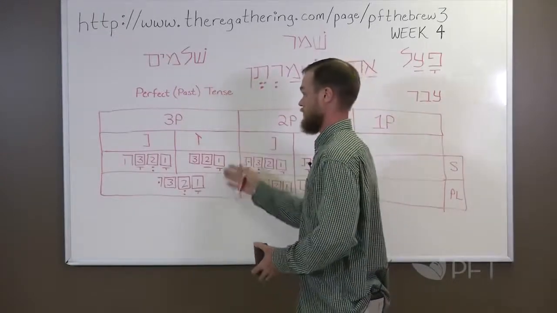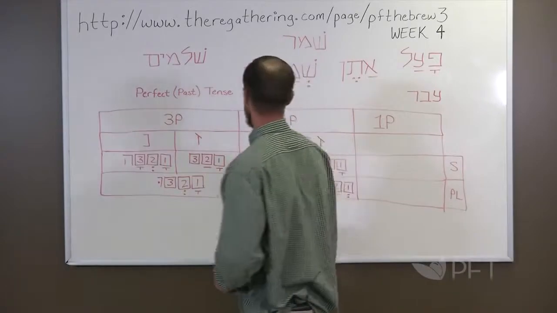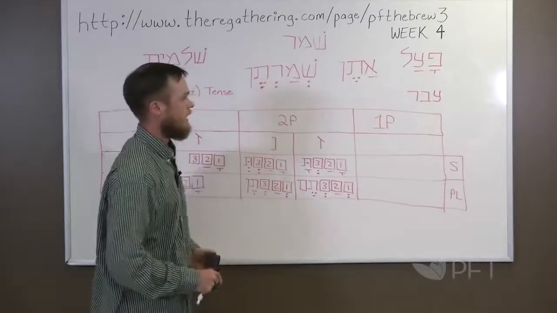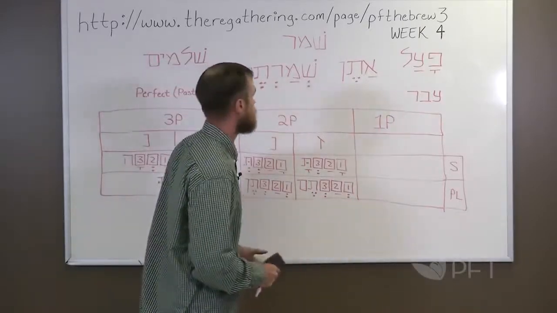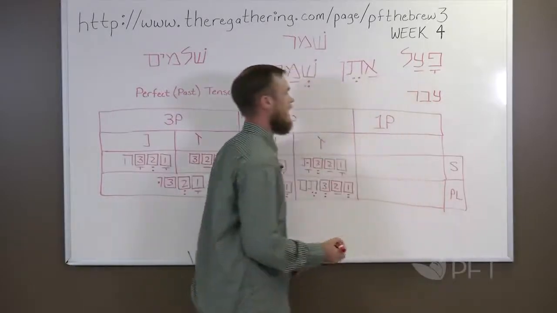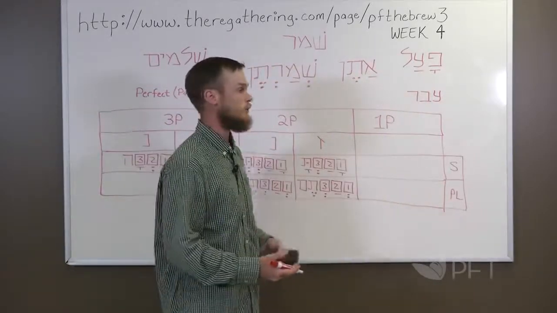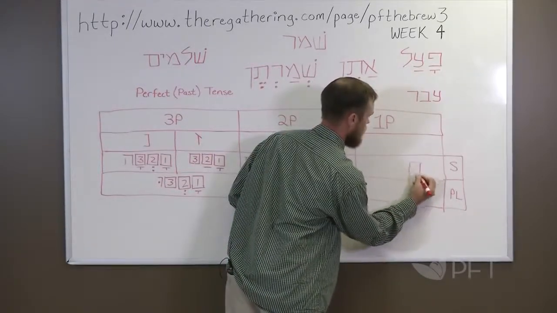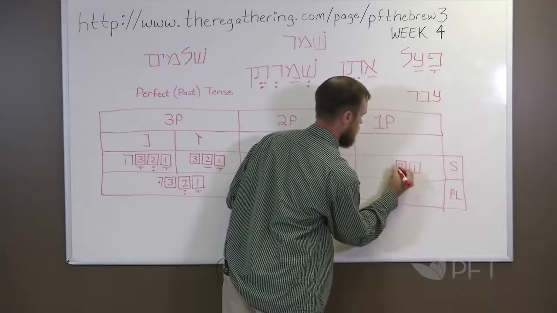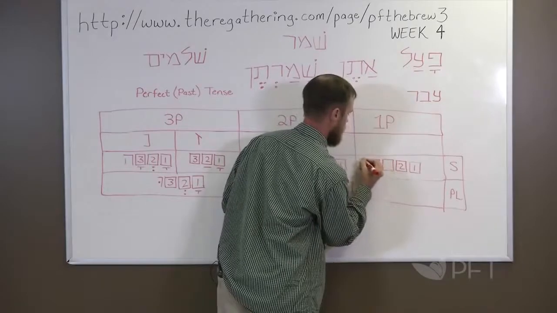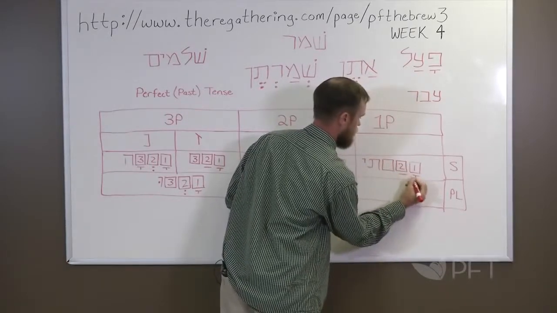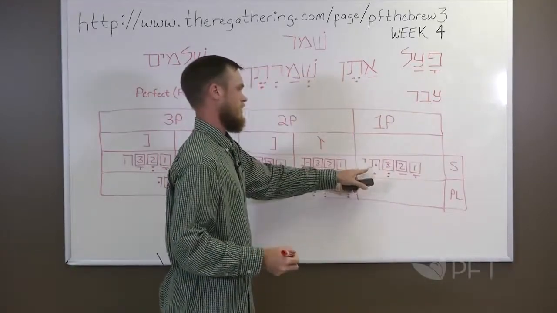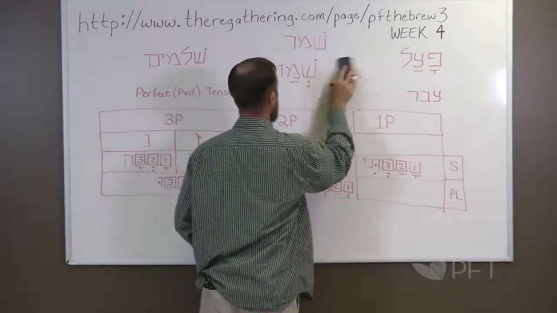All right, so in the third person we can use any nouns or we can use the third person pronouns. In the second person we're always referring to the second person pronouns, although we don't have to specifically use them. And in the first person, we're always referring to the first person pronouns. So what would ani do? What would I do if I kept? Ani shamarti. Okay, it has the T ending for the first person singular.